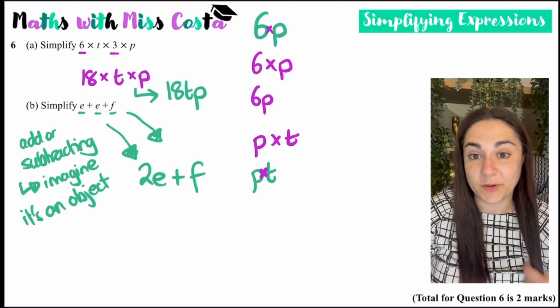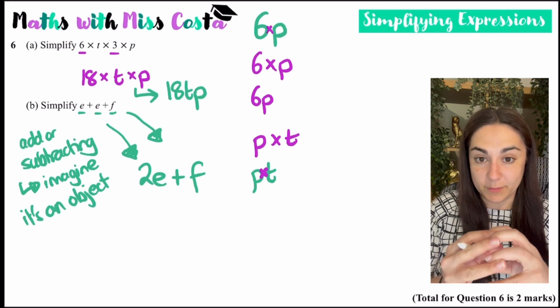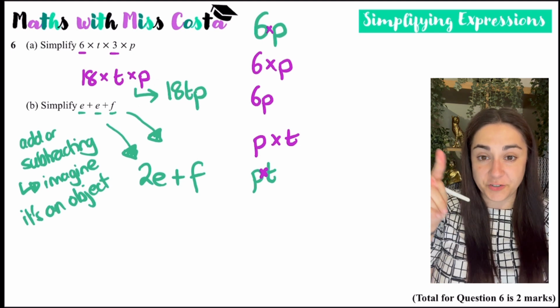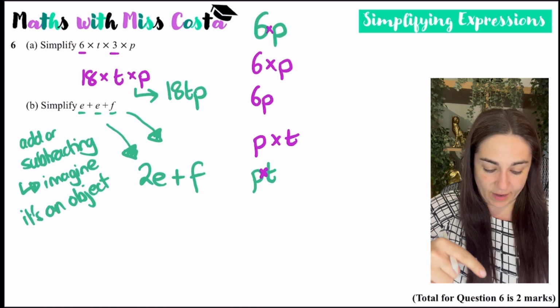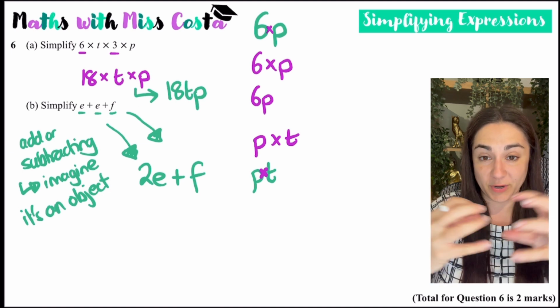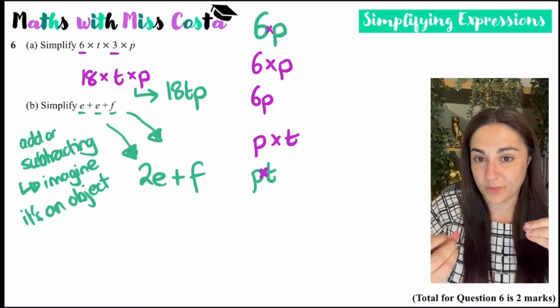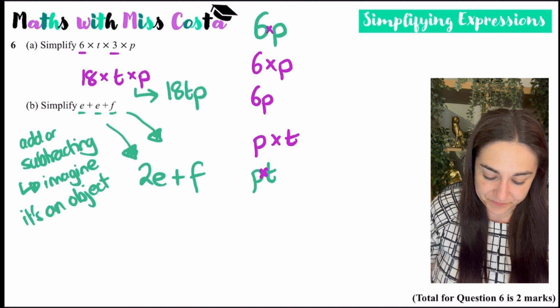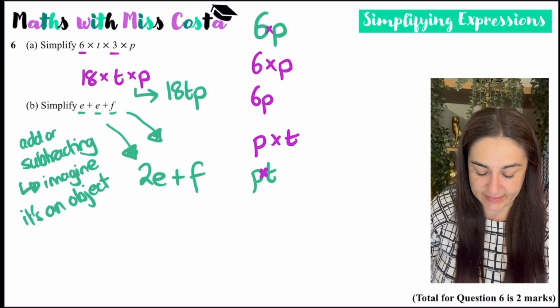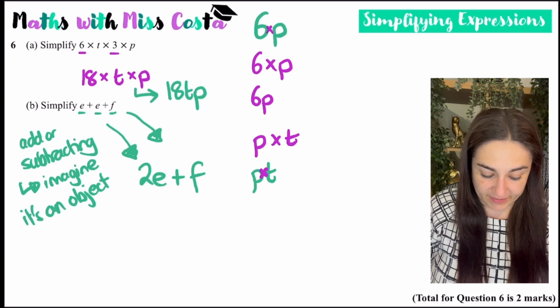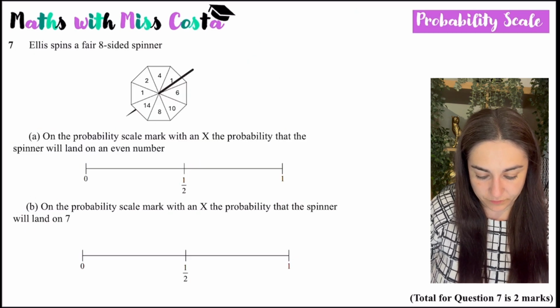So the difference is when I'm multiplying, I'm bringing them all together, multiplying everything together, and I don't write the multiplication signs. And when I'm simplifying, bringing together, collecting like terms, by adding, I collect all of the ones with the same letter, put them together, and the plus sign remains.